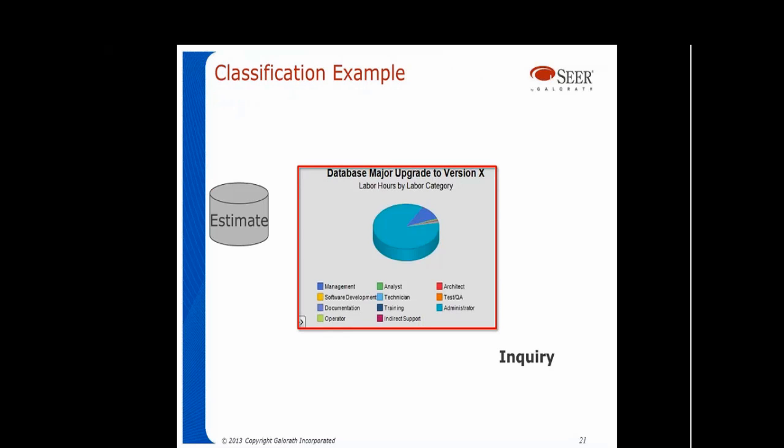This is another classification example, an inquiry. This could easily be mistaken as an output. I changed this myself. It looks like an output. It's a report. Why is it an output? Well, it's not an output because it doesn't really derive data. It actually shows these categories from an internal data structure without any modification.